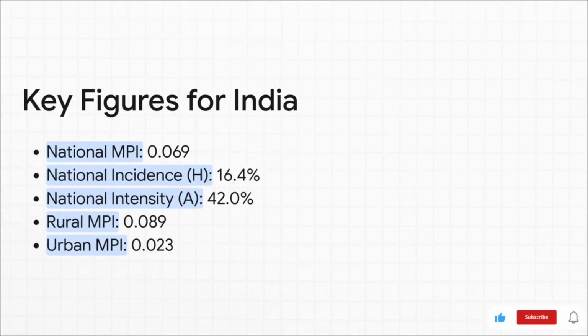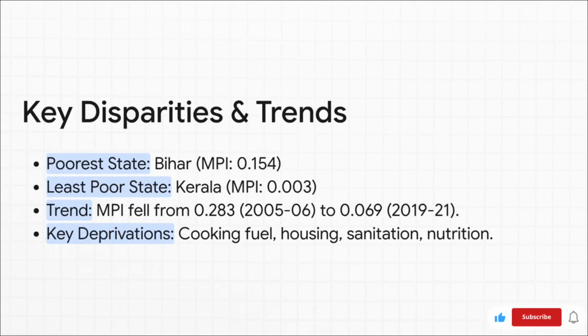Next up, the numbers. These are the headline figures you just have to have at your fingertips. The national MPI of 0.069. The national poverty rate, or incidence, of 16.4%. The average intensity of 42%. And of course, that big gap between the rural MPI of 0.089 and the urban MPI of just 0.023. And finally, remember the big patterns. That stark contrast between the poorest state, Bihar, and the least poor, Kerala. The incredible overall trend of poverty falling since 2005. And critically, know the main drivers of poverty in India, which are all centered on basic living standards and nutrition.